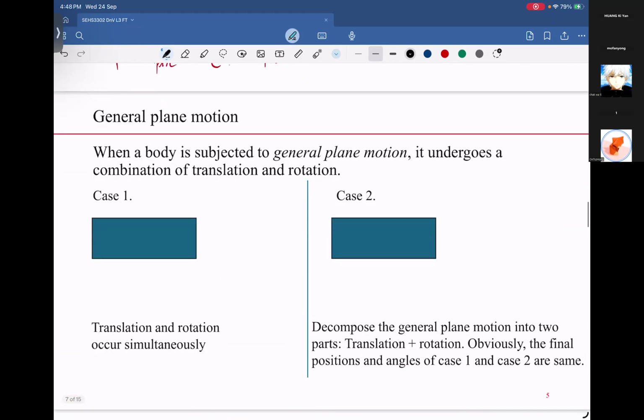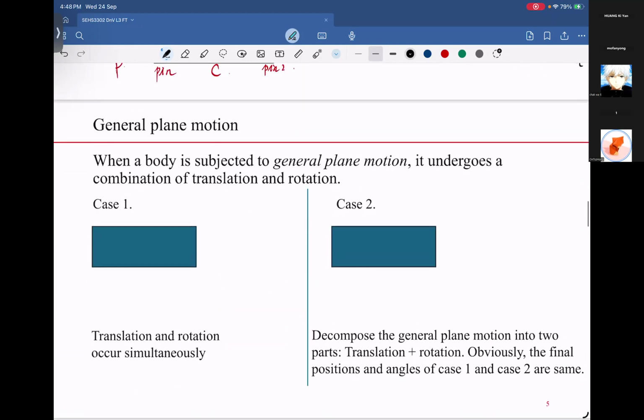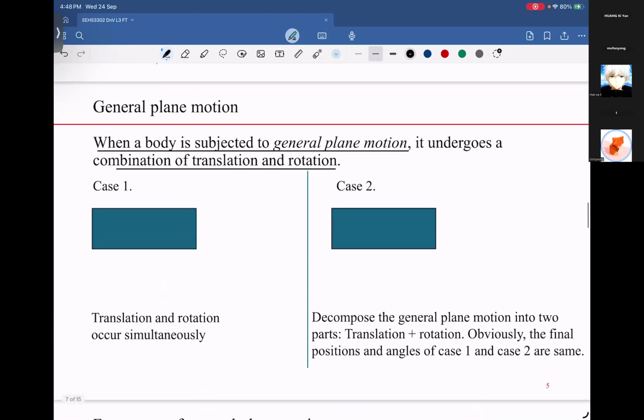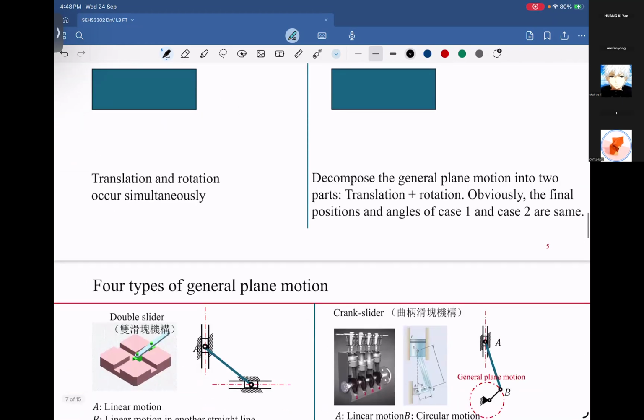Let's come to the general plane motion. When a rigid body is subject to a general plane motion, it undergoes a combination of translation and rotation. Translation and rotation.